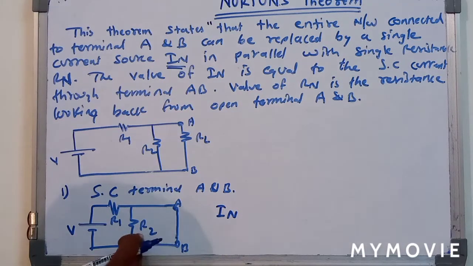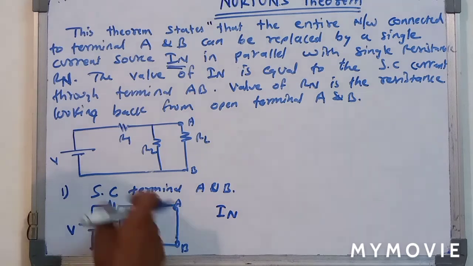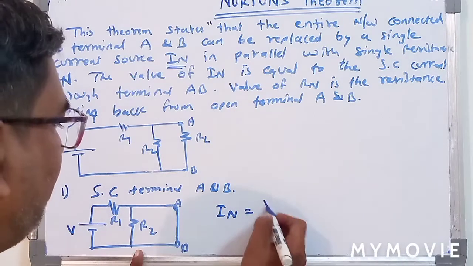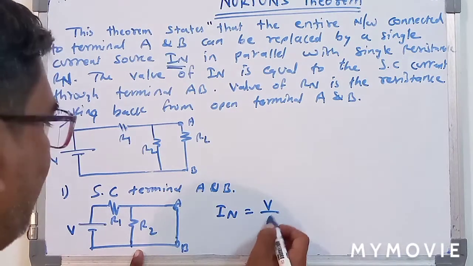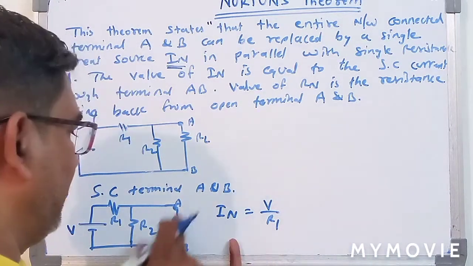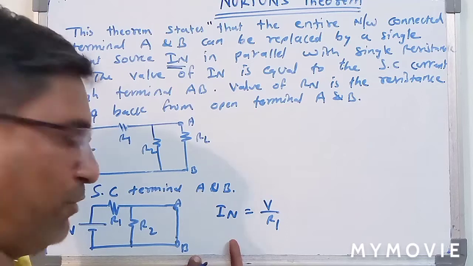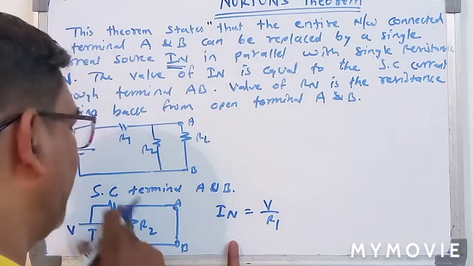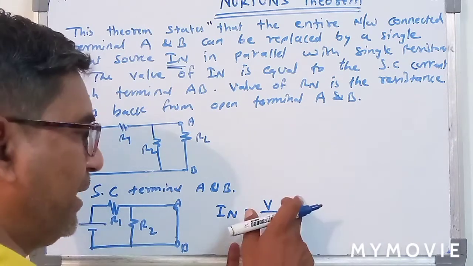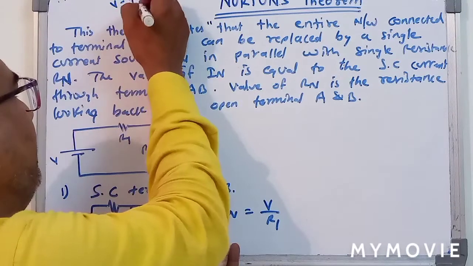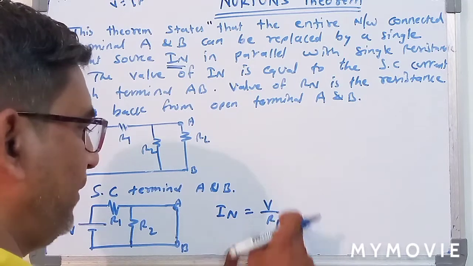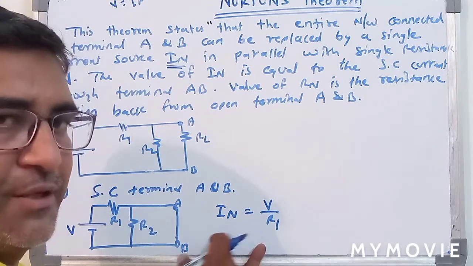As it is short circuited, the current across this particular resistance will be 0, and only the resistance R1 will remain, and that's why I is equal to V upon R1. This much is the value you will obtain when the terminals A and B are short circuited. No current is going to flow through this particular R2, only the resistance R1 remains connected. And as we have the formula V is equal to I into R, the whole thing depends on that value. So this V upon R1 will be the value for the Norton's current.